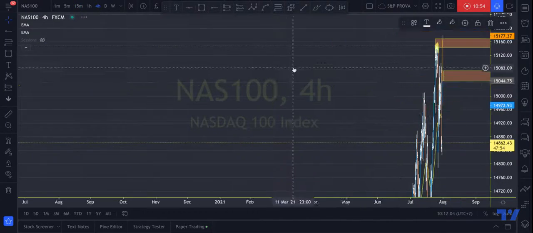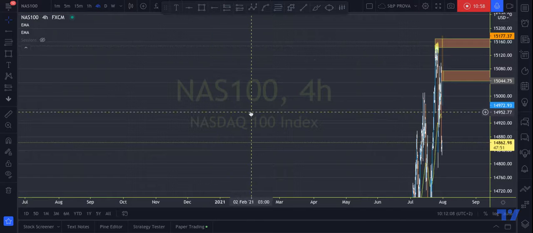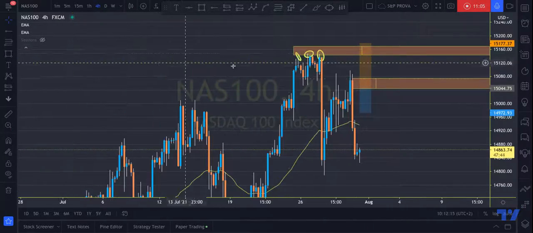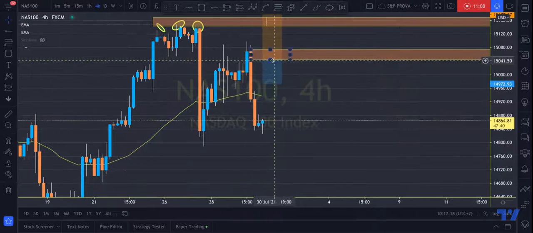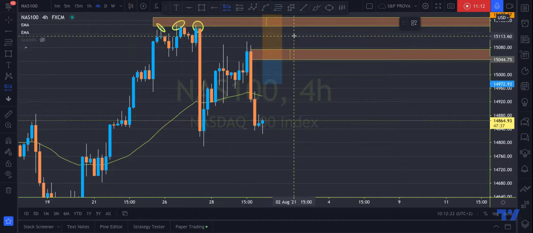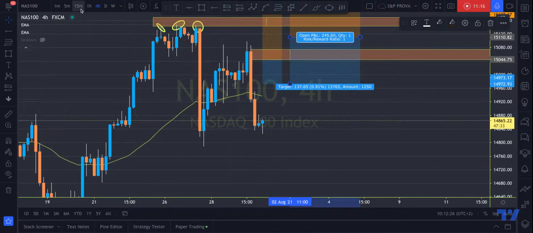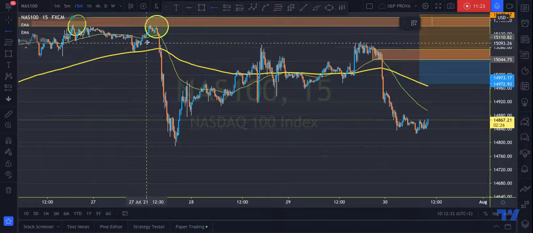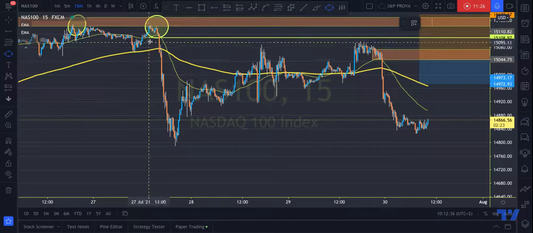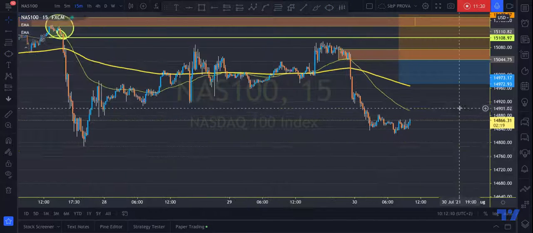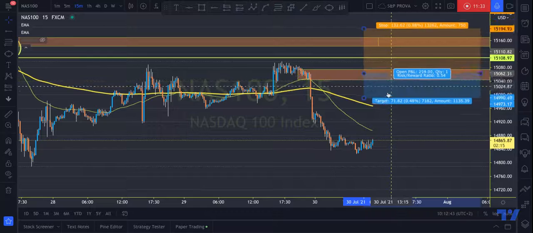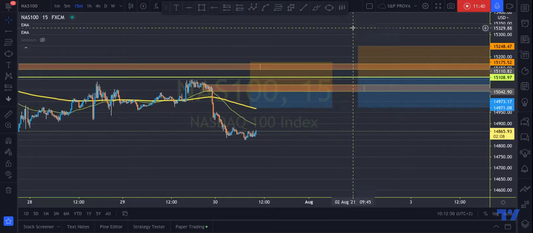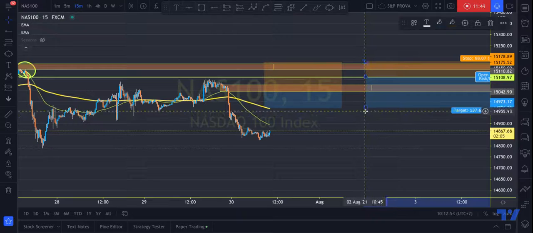Let me see if we have another point to consider on the left, but no. So the first entry will be here, the second one will be here, but let me move on the 15, which will be a very good point of entry, just because we have here another candlestick, a doji, so it means that there are orders that need to be filled. Not perfect, and stop loss always a few points above the zone.